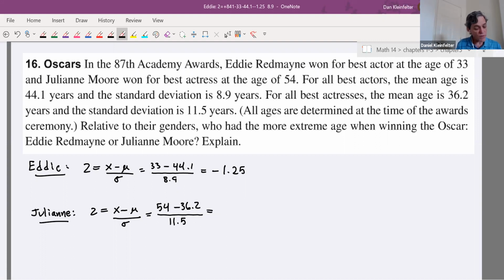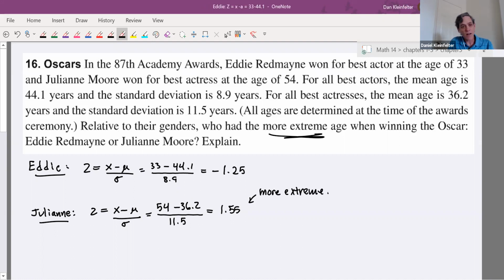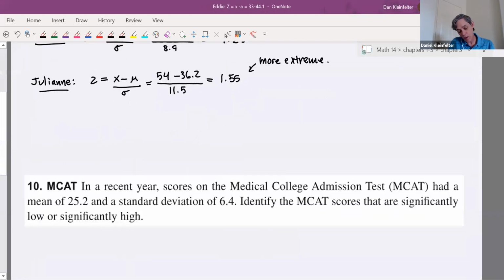So 1.55 for Julianne. His was below the mean, hers was above the mean, but the question here is asking us who had the more extreme age, which would be further from the mean. So I would say hers is more extreme based on our calculations.